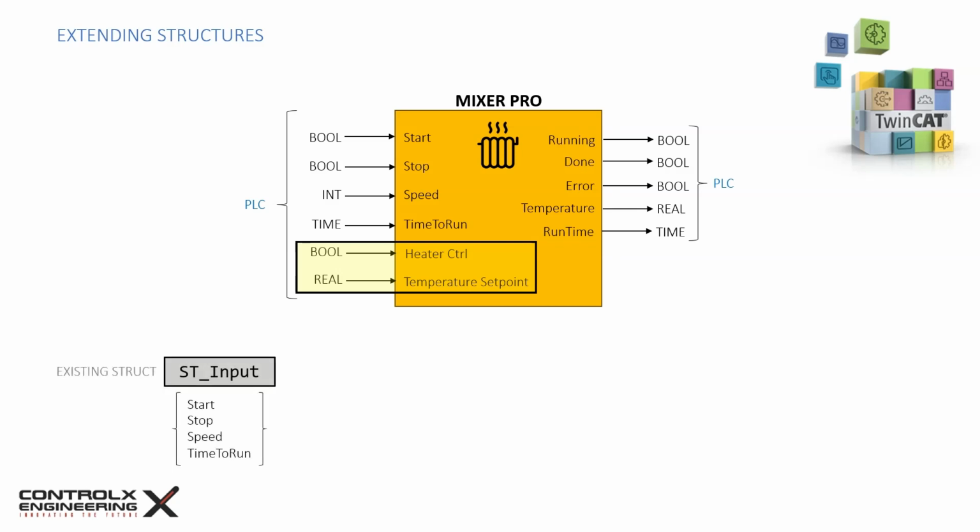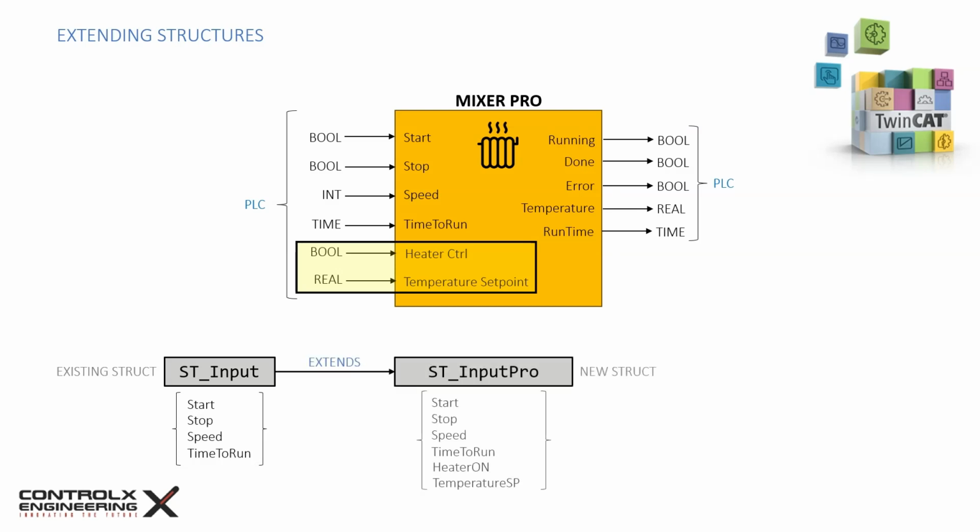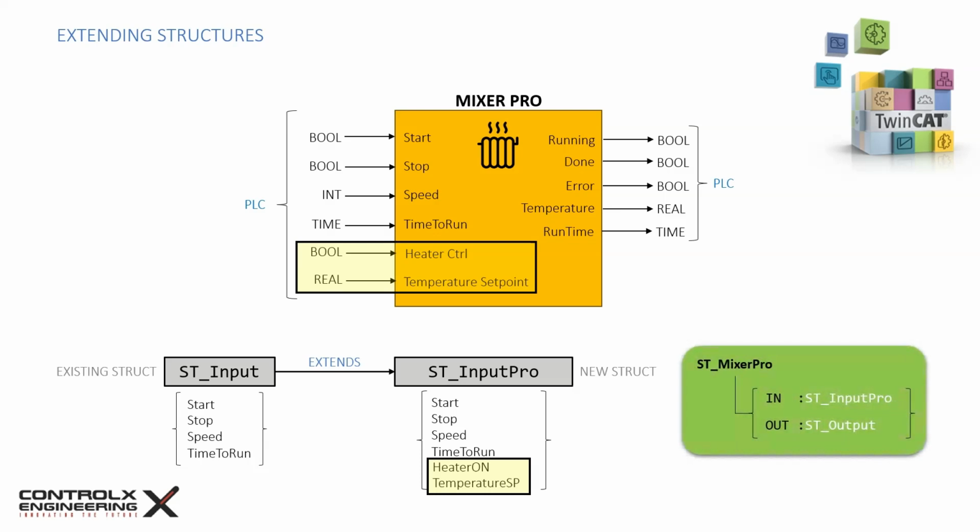We can easily incorporate this new heater control in our existing PLC program by creating a new structure for it. Since it has all the controls of the existing st_input structure, we can create a new structure called st_input pro by simply extending st_input and adding the new variables. We can use this new input structure to create a top-level structure for the Mixer Pro. We will see this in action when we get to the coding part of the tutorial. Next, let's look into enumerations.